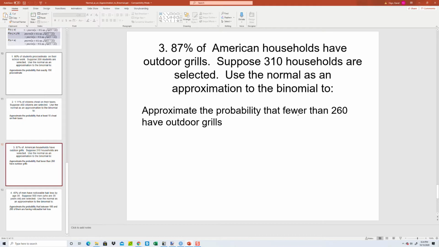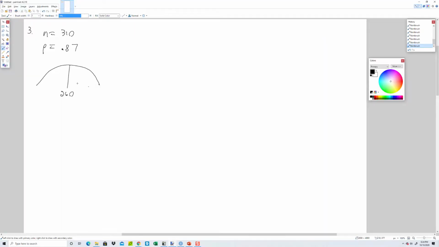Now you have to think if fewer than 260 includes 260. It doesn't. So that means I'm going to subtract. Fewer than 260 does not include 260. So that would be what our picture looks like. If I were to write out what it means, x is less than 260, we can just use our table directly.